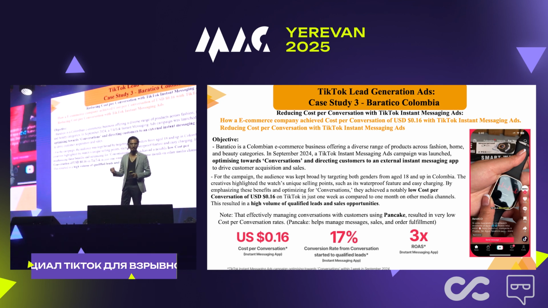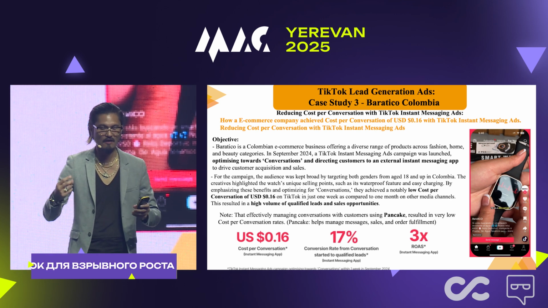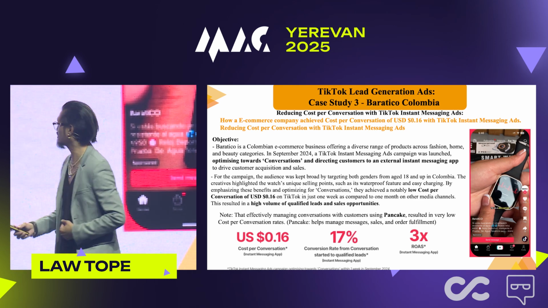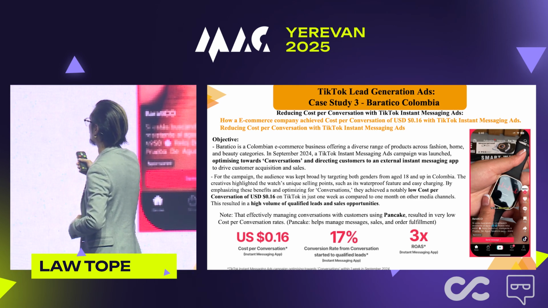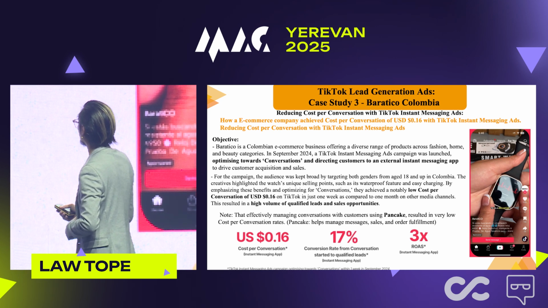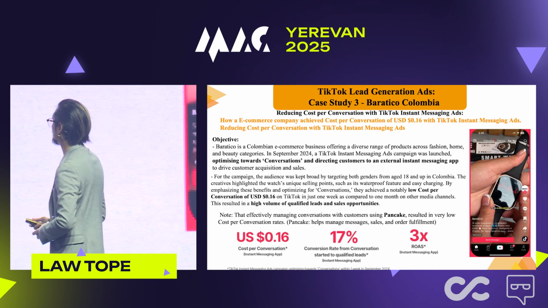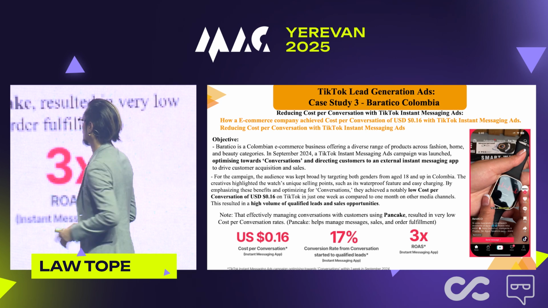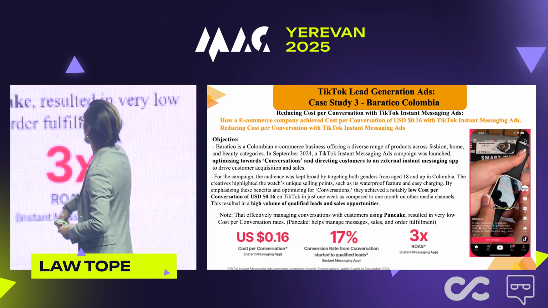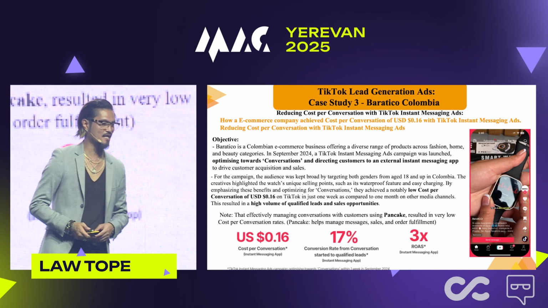So by emphasizing the benefits, and optimizing by conversation, not even conversion, conversation with the DMs, they achieved a low cost per conversation of 16 cents on TikTok in just 1 week as compared to 1 month on other media channels. These are the results, right? 16 cents per conversation. Conversions went up to 17%, and return on ad spend went up to 3x.